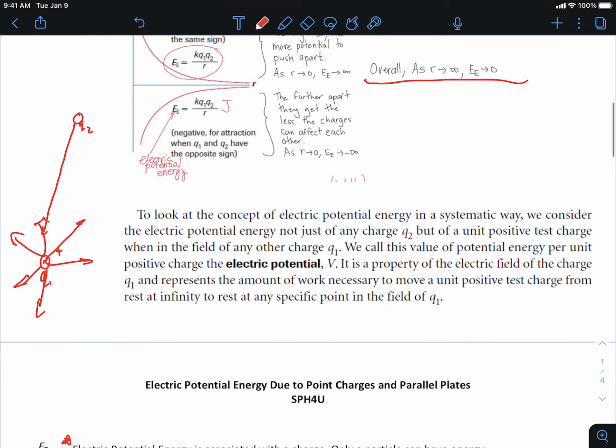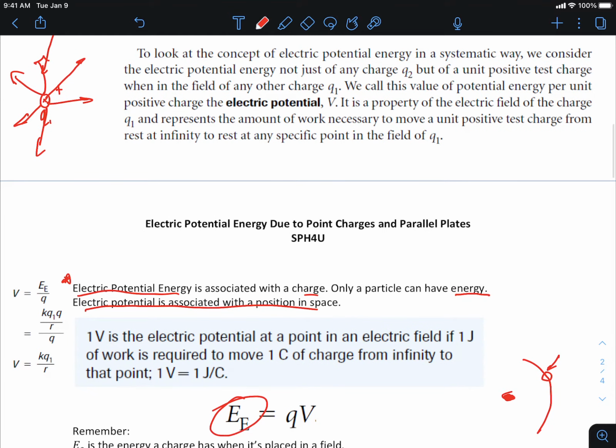Okay, so we come down here. There's two key distinctions that I just want to bring to your attention here. Electric potential energy is associated with the charge. Only particles can have energy. Electric potential is associated with a potential or a position in space.